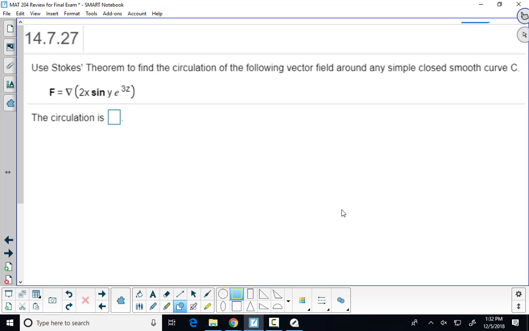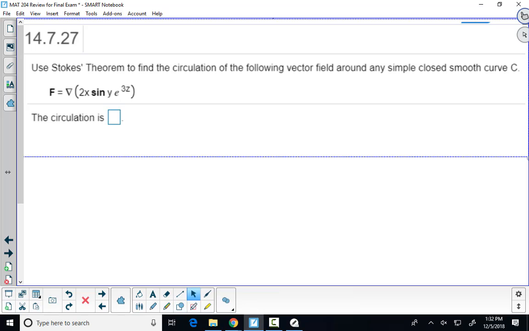Okay, so first off, this says use Stokes' theorem to find the circulation of the following vector field around any simple closed smooth curve, meaning use the line integral. So, using the line integral, what would happen? There's a couple of things. If we know that the curl was 0, then we would get an answer of 0. So that's one possibility. The other possibility is to do the line integral directly. But let's go ahead and find the curl.